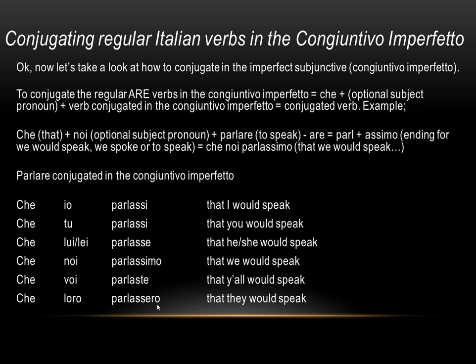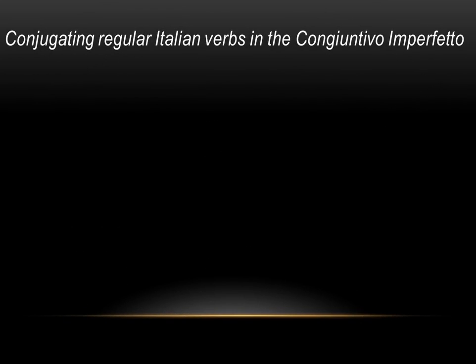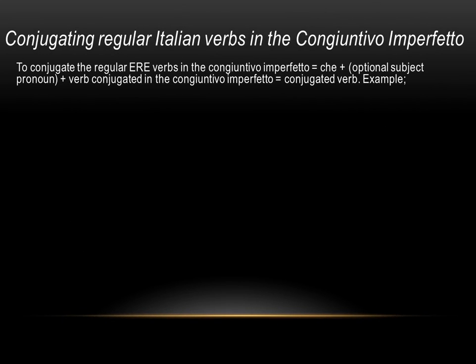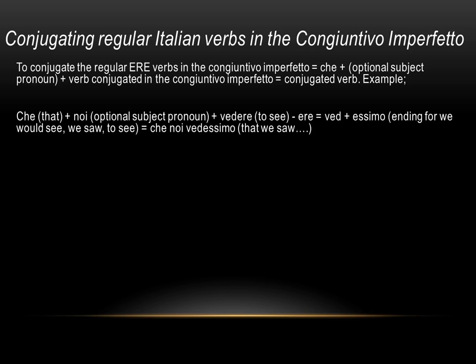Now you're going to notice with the other conjugations, we're just replacing this first letter. Okay? So the regular -ere verbs in the congiuntivo imperfetto are che plus the optional subject pronoun, plus the verb conjugated in the congiuntivo imperfetto equals the conjugated verb. Example: che, which is that, plus noi, our optional subject pronoun, and vedere, to see, minus -ere, so now we have ved, plus -essimo.